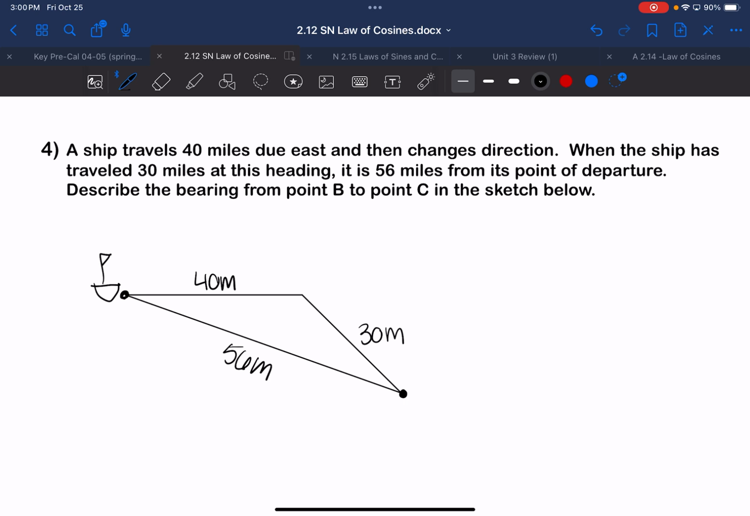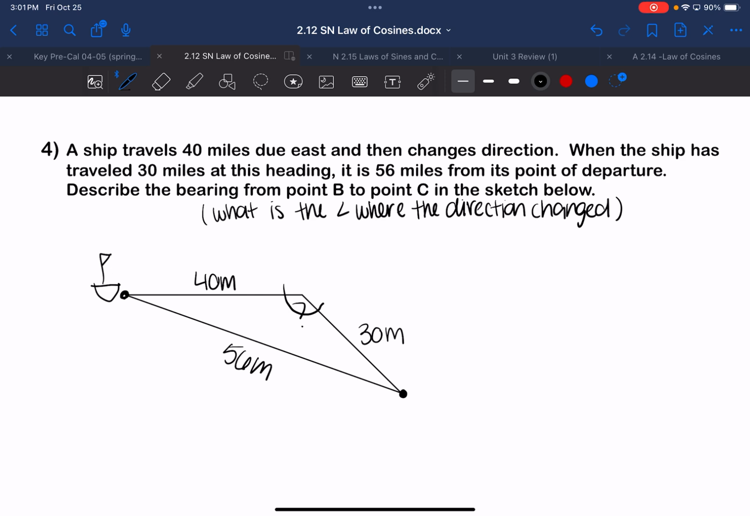It says describe the bearing from point B to C. Since we didn't label ours with letters, all it's asking here is when we change direction, what was the angle? So this just means what is the angle where the direction changed? Okay, so I'm looking to find this angle here. That's what we're looking for.